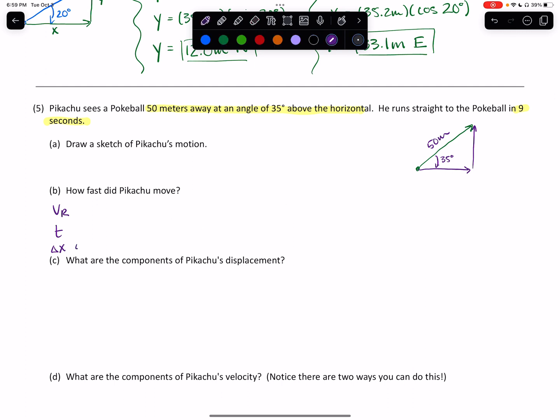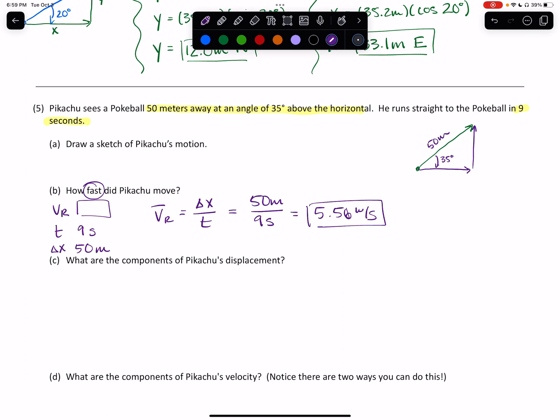All right, we know the displacement, sorry. The resultant displacement is 50 meters for 9 seconds. All right, so we're looking for our velocity. It does say how fast. So we know that the average velocity is equal to that change in position divided by time. Our change in position is 50 meters. It took Pikachu 9 seconds to cover that. So that tells me that my velocity for that 50 meters must have been 5.56 meters per second.